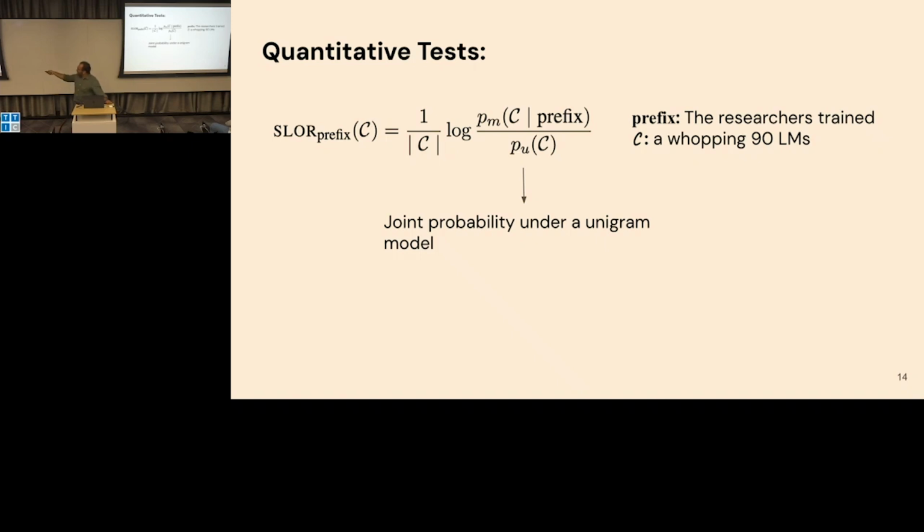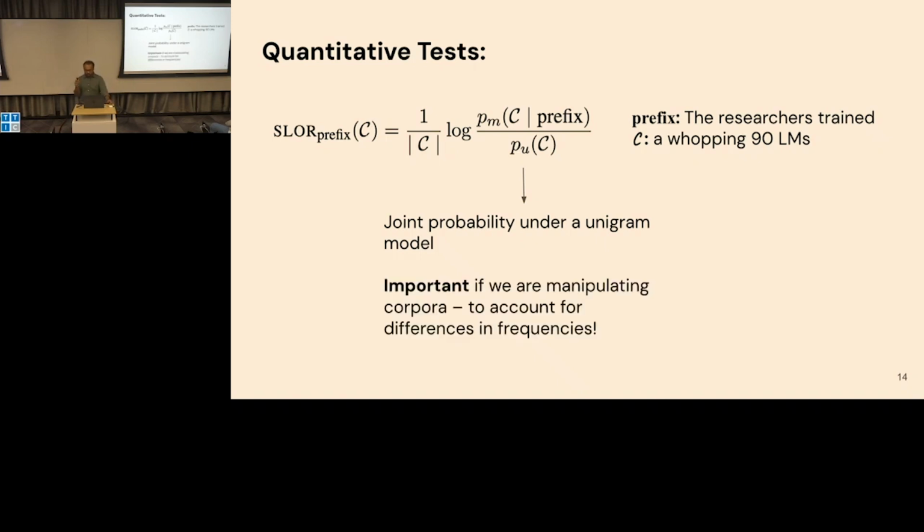And more importantly, we divide it by the joint probability under a unigram model. This is important because, as I described, in controlled rating we manipulate the corpus and we remove or add instances. By doing these kinds of manipulations, we inflate the unigram, the word frequencies. So when you compare two language models trained on differing corpora, this difference is important. We account for that by dividing by the unigram probability of the target words.